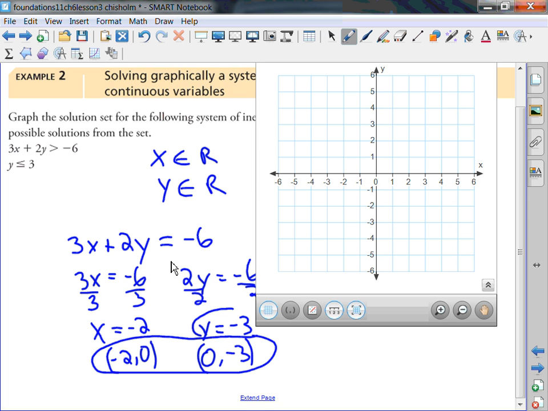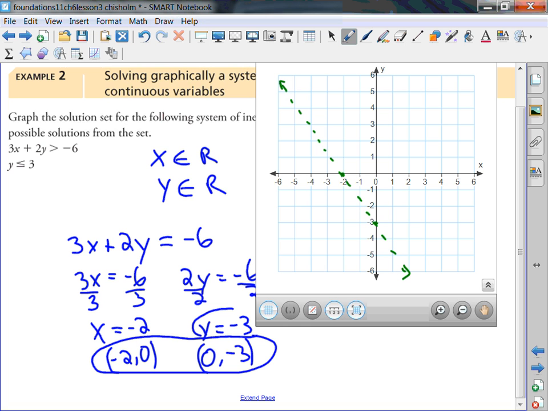So we can start at our x-intercept of negative 2. Use our y-intercept next of negative 3. And of course, like I said, it's inequality. Its equality is not possible. So it's going to be a dashed green boundary, just like that.